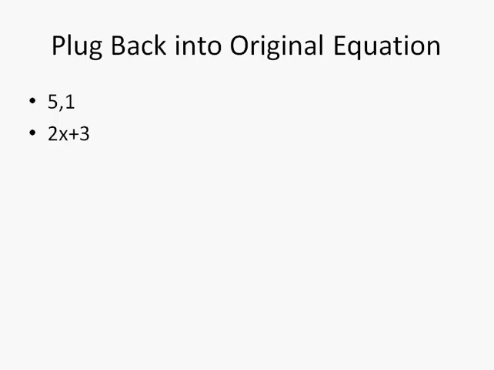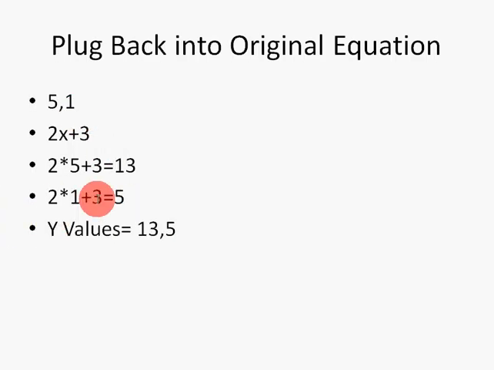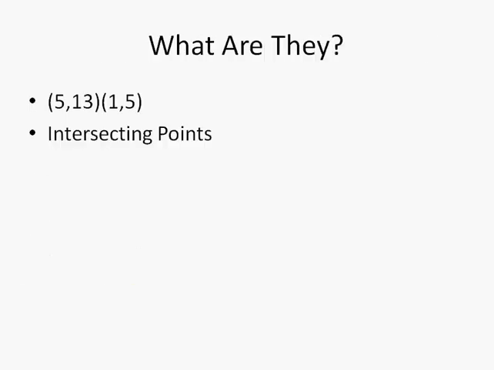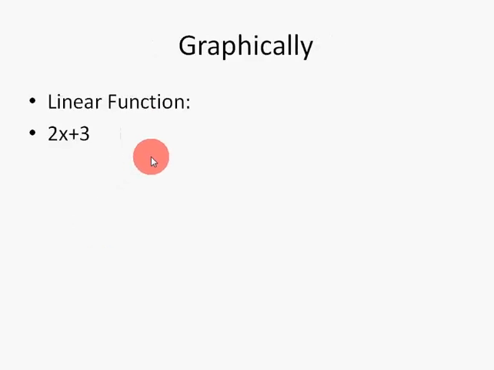And what you get is 2 times 5 plus 3, so 2 times 5 is 10, plus 3 is 13, so that's the first one. And then 2 times 1 plus 3 is 5, and that's the second one. And these actually give you your y values of 13 and 5, which gives you your intersecting points that we're going to need later: (5, 13) and (1, 5). So like I just said, they are the intersecting points. Now we move on to solving it graphically.